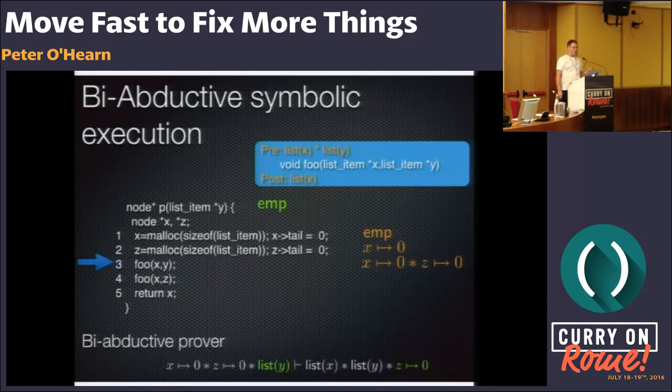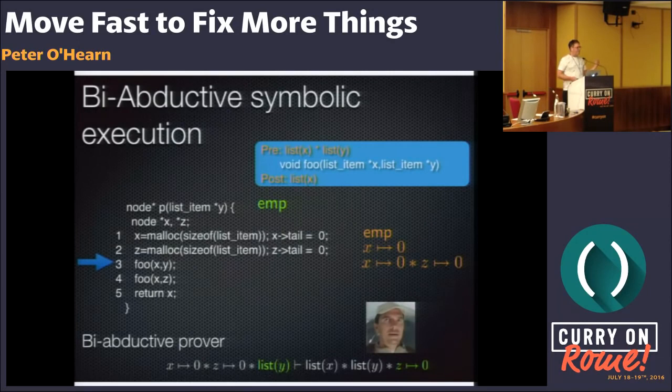Then after malloc malloc, we call foo. Now I've got x, that's a linked list of length 1, and I've got z, but you see my precondition needs a list x and it needs a list y. We're missing something. And so what we do is we call what's called a biabductive theorem prover. You see at the bottom the list y. The theorem prover doesn't just say yes or no, it discovers the list y at the bottom, and it discovers the z points to nil at the bottom as well. That's the bit that's unchanged by the call to foo.